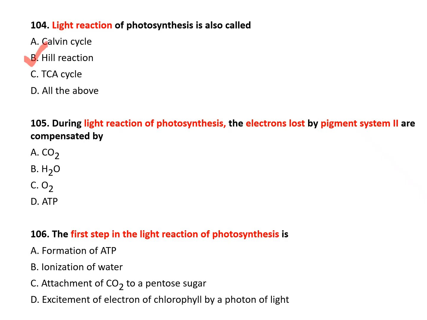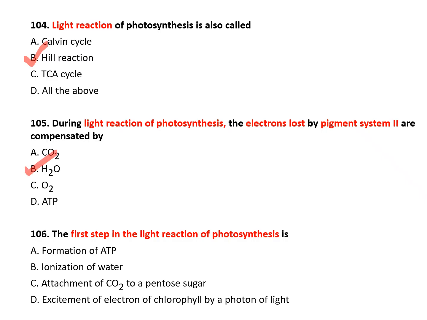The next question, number 105. During light reaction of photosynthesis, the electrons lost by pigment system 2 are compensated by: option A, carbon dioxide; option B, water; option C, oxygen; option D, ATP. Correct answer is option B, water.